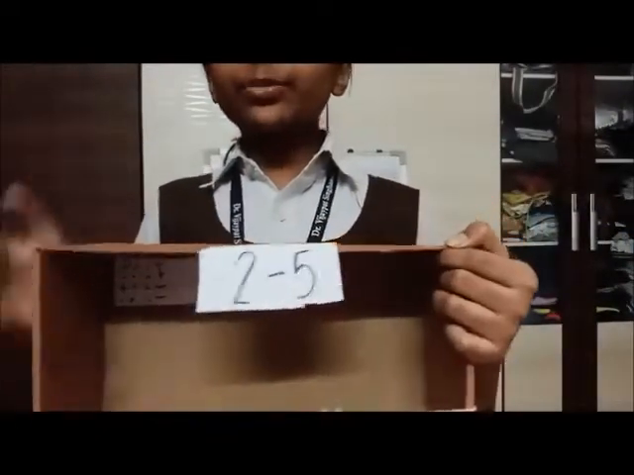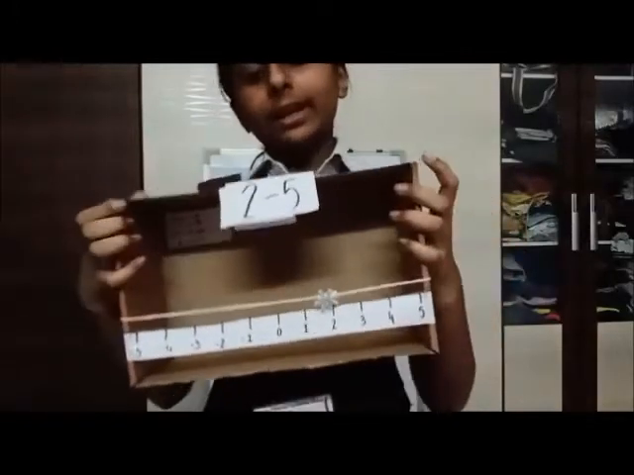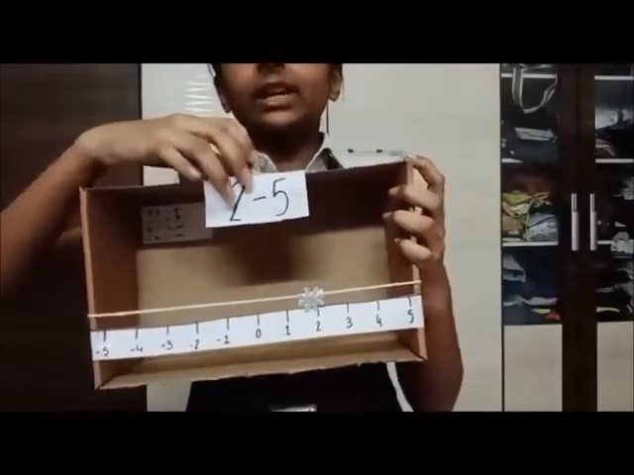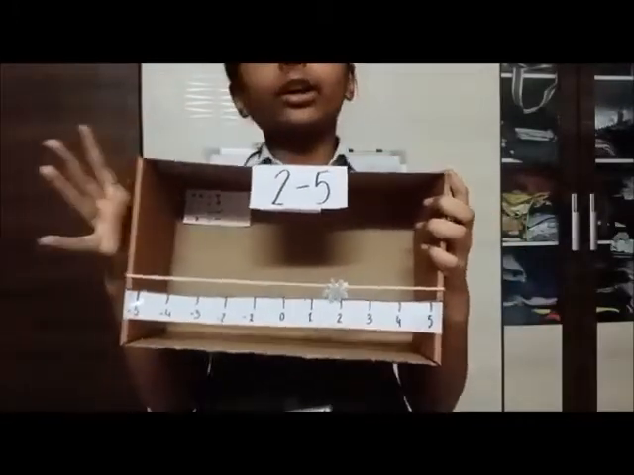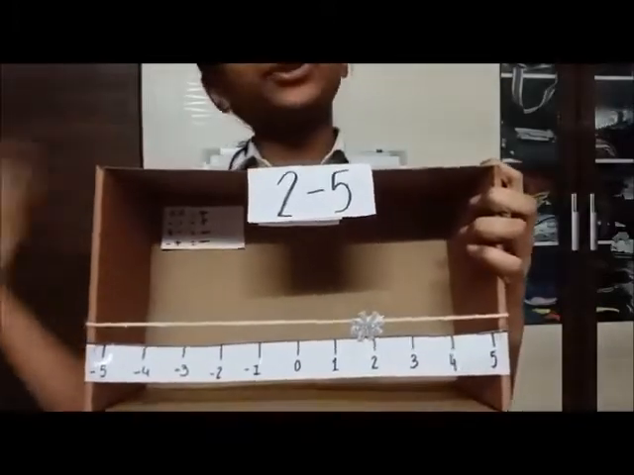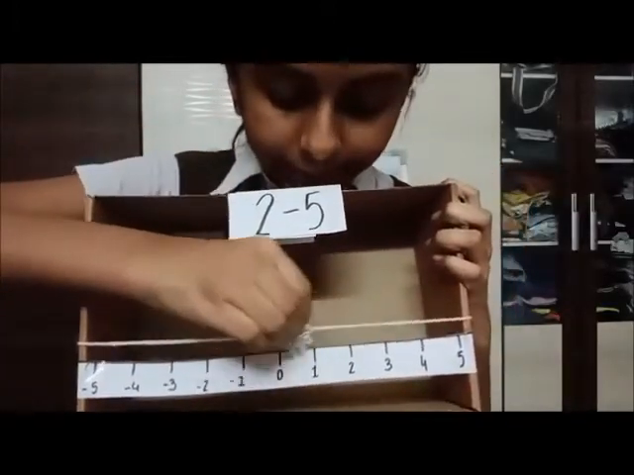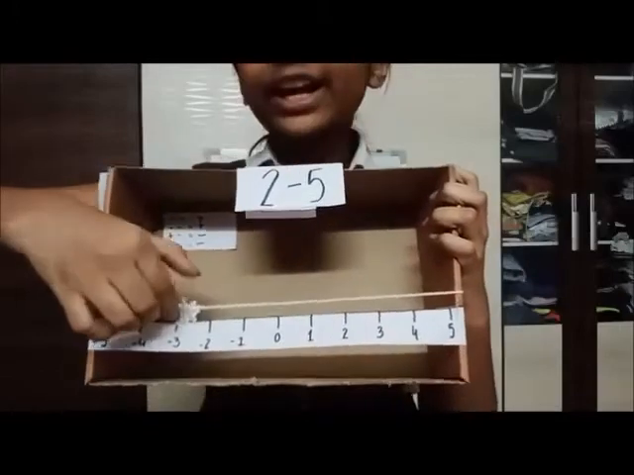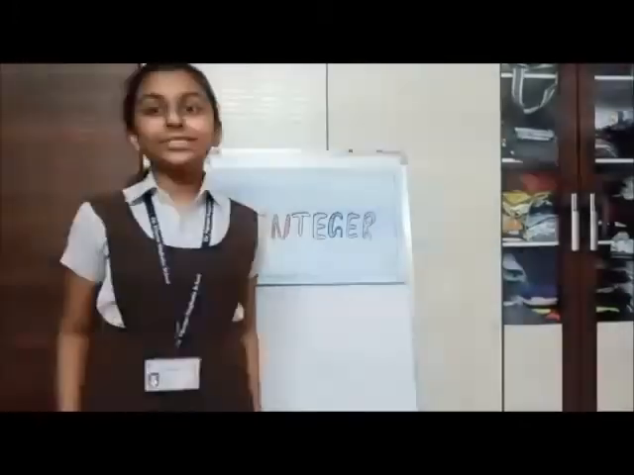Now, we have to subtract 5 from 2. Like I said previously, negative numbers are on the left. So, let's move 5 steps to the left. 1, 2, 3, 4, 5. Our answer is negative 3.